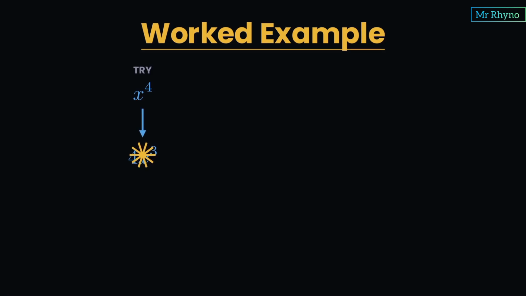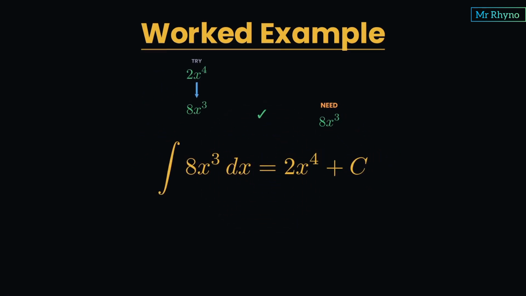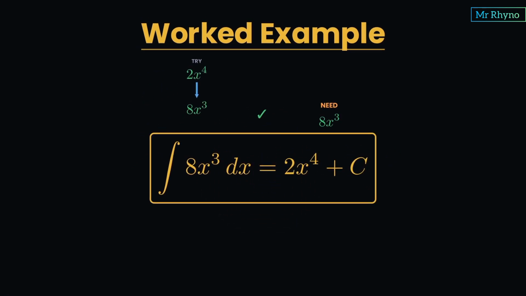Differentiate. The derivative of x to the 4th is 4x cubed, but we need 8x cubed. So multiply by 2. The derivative of 2x to the 4th is 8x cubed. Therefore, the integral of 8x cubed dx equals 2x to the 4th plus c.